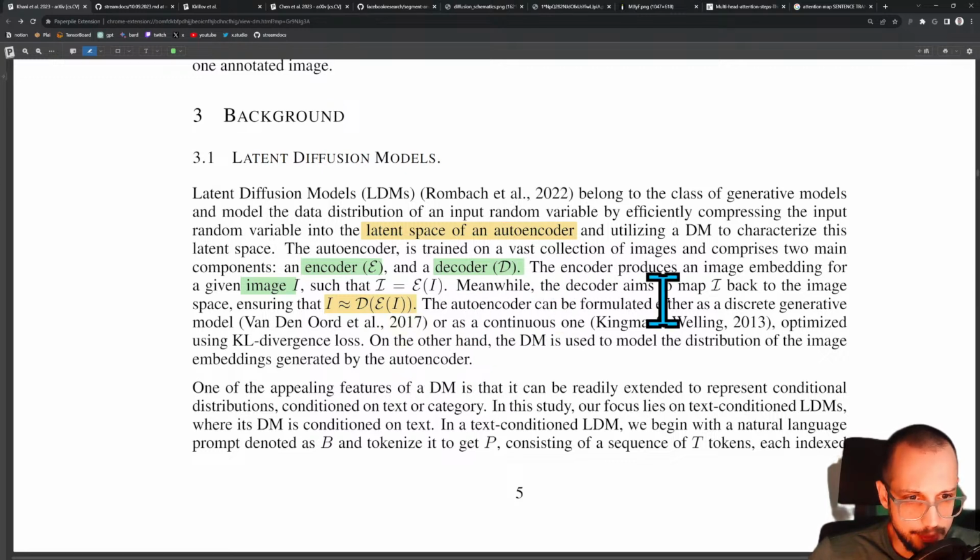The autoencoder can be formulated either as a discrete generative model or a continuous one. So one way to think about it, they're referencing the VQ-VAE paper. So how do I describe this?